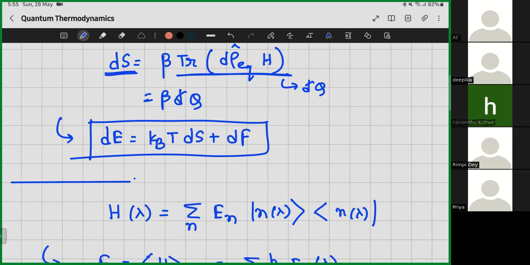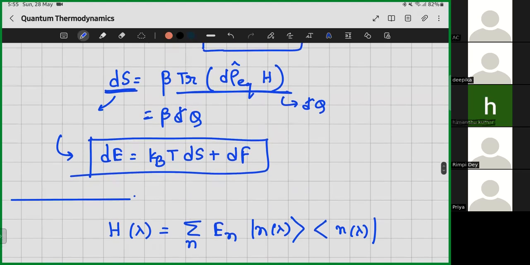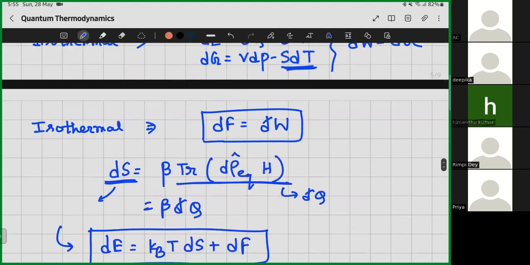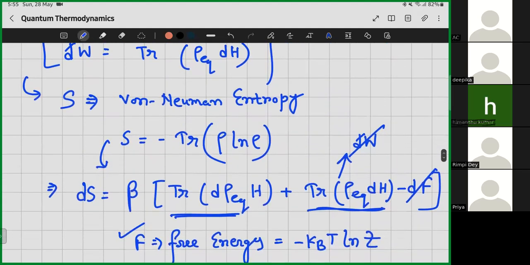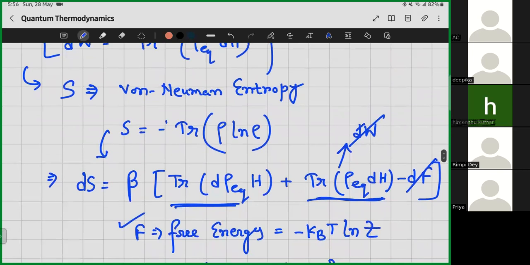So the dimension of entropy is different from the classical entropy. Now, if we put beta in the entropy equation, then it will become consistent. Actually, I think here we can put kB. If we put kB here, then it will be consistent with the classical analog.